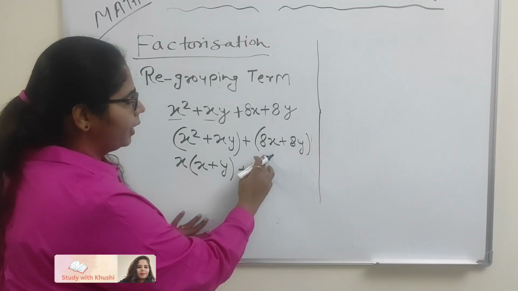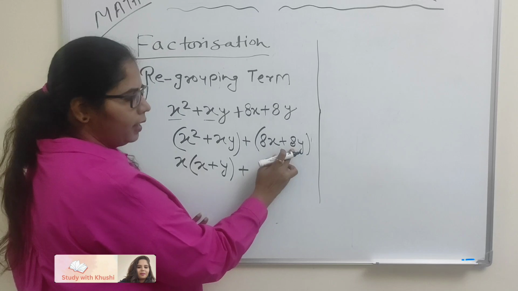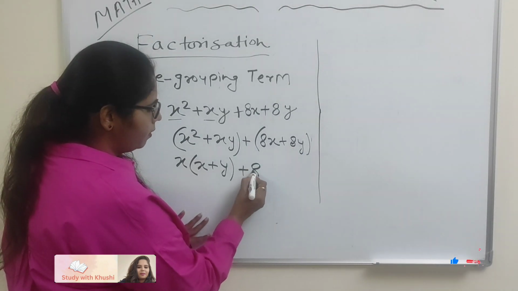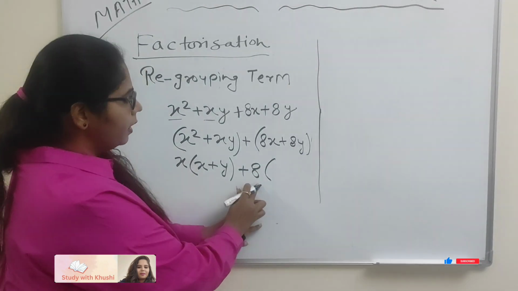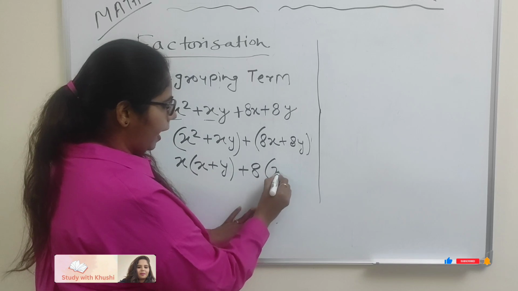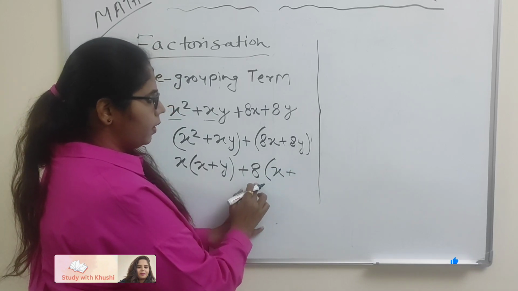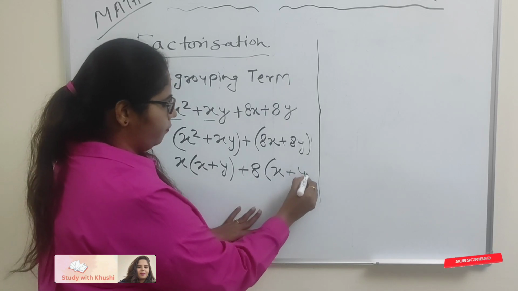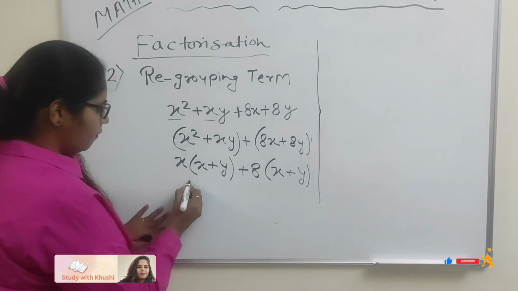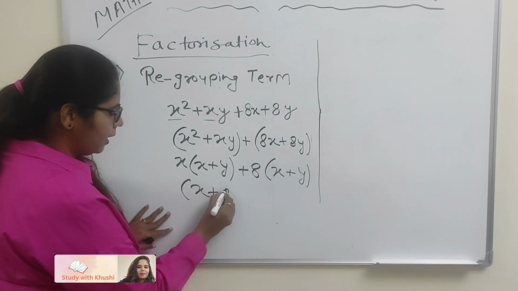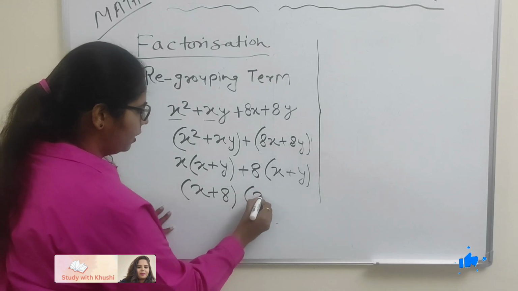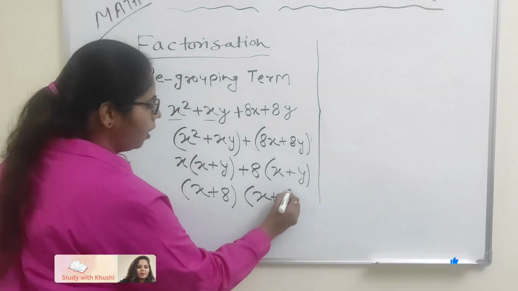Now from the second group, 8 is common, write it outside. What is left? 8 has already come outside, so x plus y is left. Okay. So our one factor is x plus 8 and another factor is x plus y.